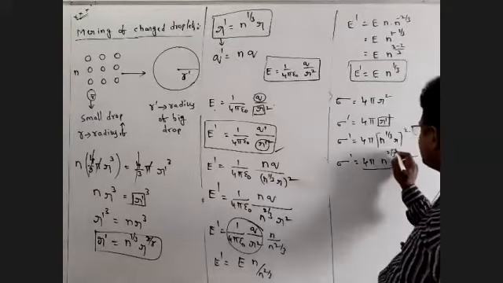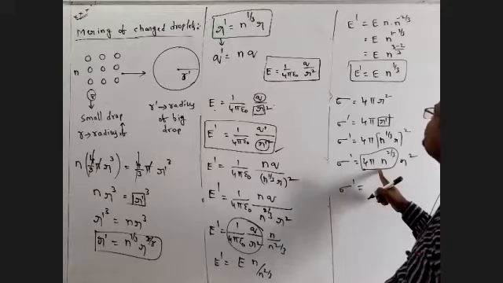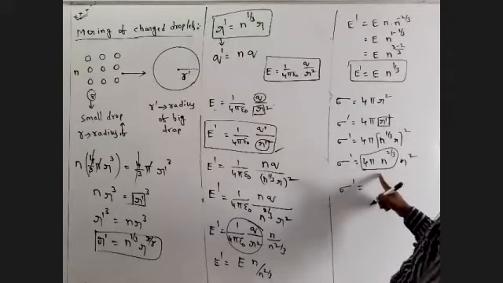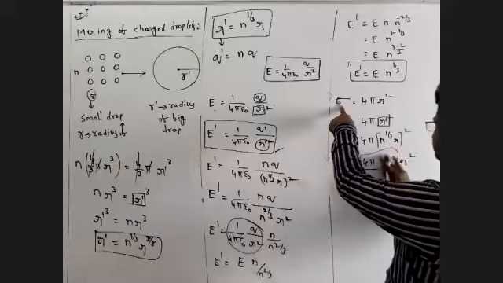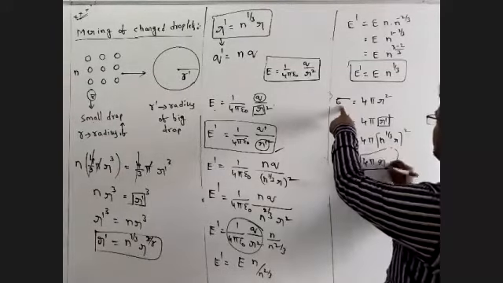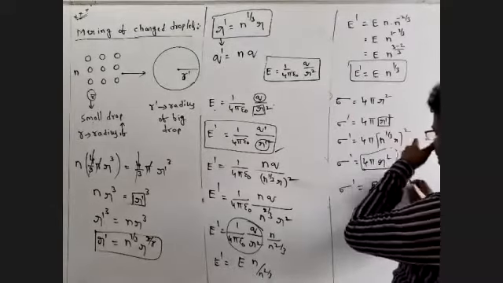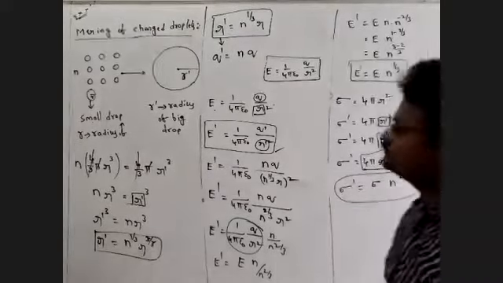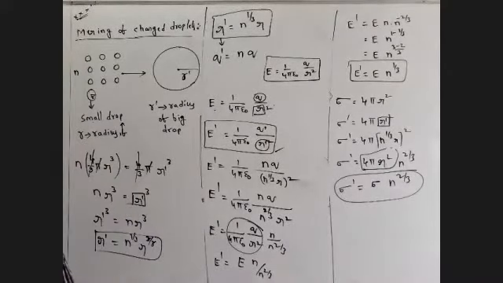So this is the value I'm going to write. Sigma dash is equal to 4 pi R squared into N power of 2 by third. This is your sigma dash value.